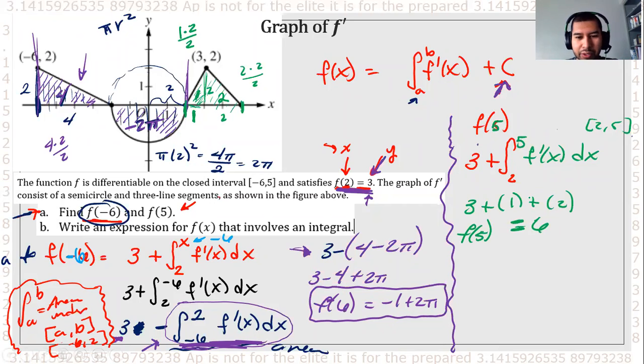Like, how cool is that? We don't even know what the function is, but I can tell you its height. I can tell you its value just by knowing one initial condition, which was this right here.